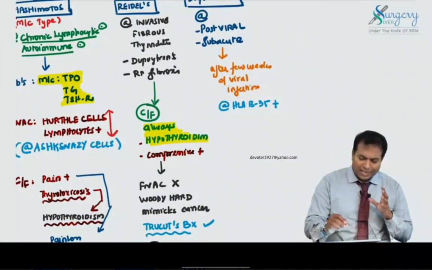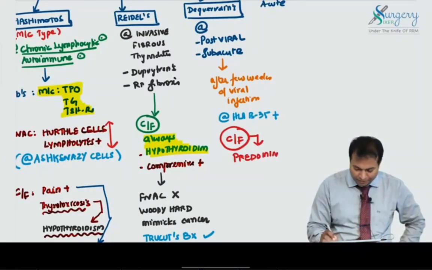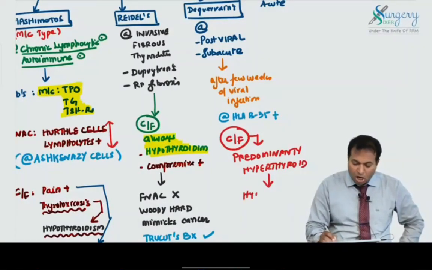So what is the MCQ? The hundred-times-asked MCQ in de Quervain's is about the clinical feature. It is predominantly hyperthyroid for a long period. But it is also going to become hypothyroid finally, though for a long period it will be hyperthyroid.